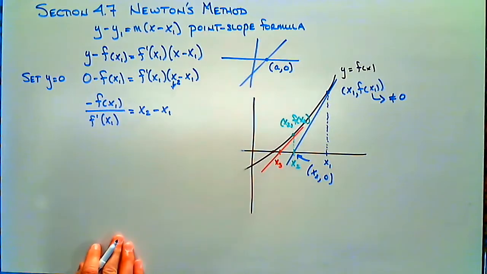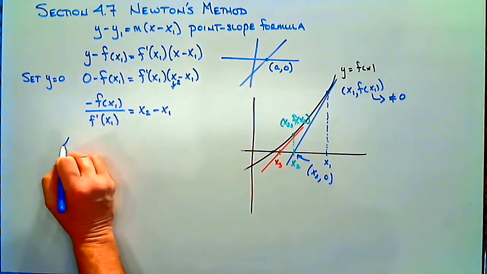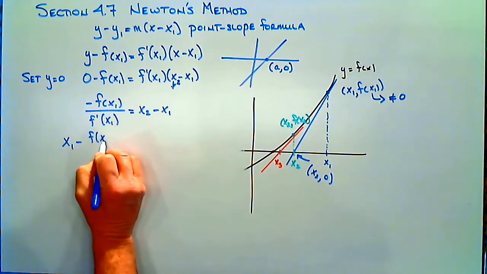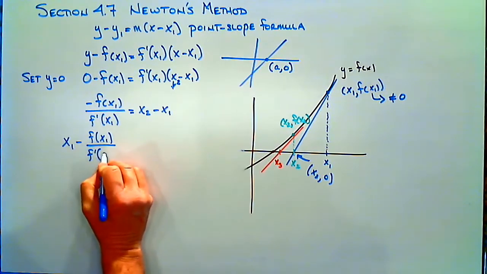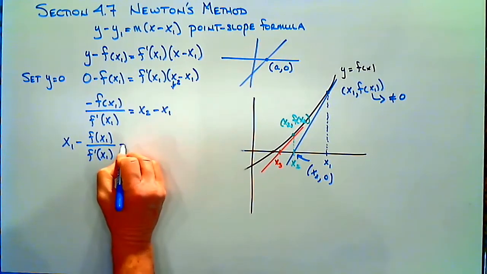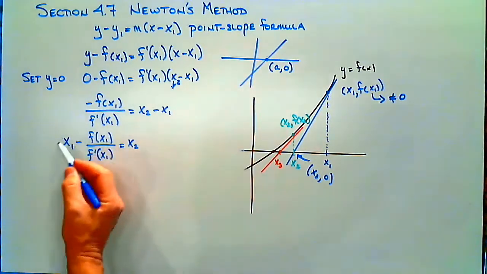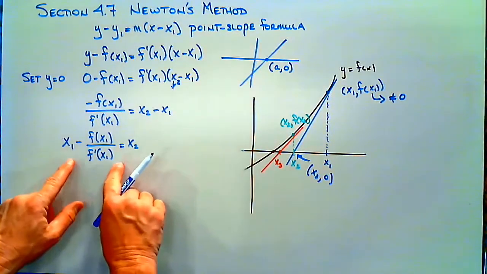Now we're trying to solve for x sub 2. It's not very hard to figure out how we're going to solve for x sub 2 here. We're going to move the x sub 1 over to this side. And we're going to have x sub 1 minus f of x sub 1 divided by f prime of x sub 1 equals x sub 2. This is the formula that's going to be in the box. This is the formula that is Newton's method.